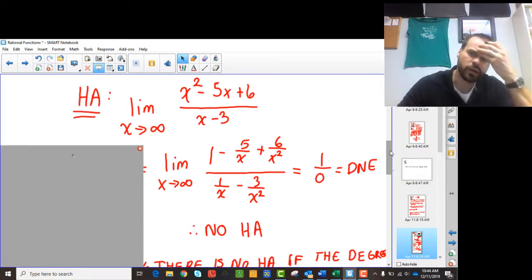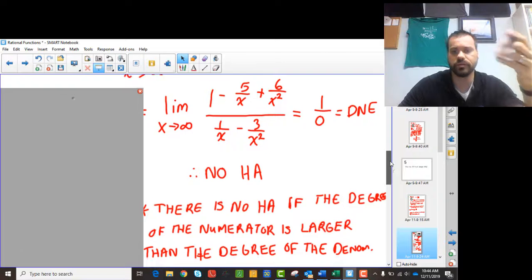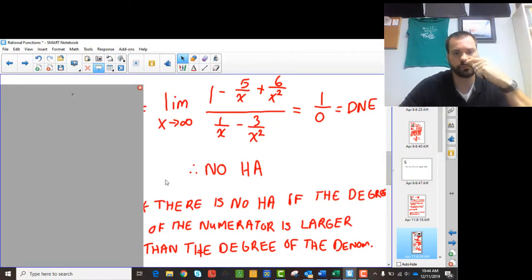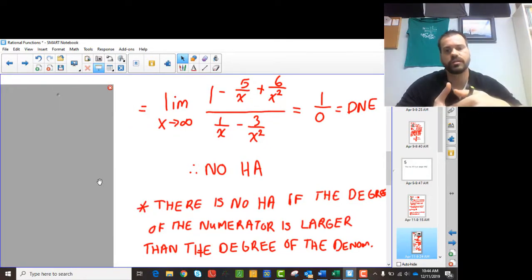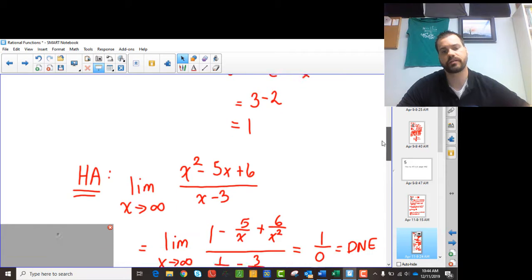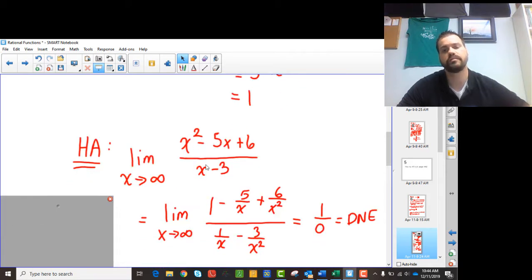Now you might be wondering, well, how do I figure that out without knowing how to do limits? Because we haven't talked about limits. And basically, there's no horizontal asymptote. The degree of the numerator is larger than the degree of the denominator. So if you look at this, x squared is bigger than x, so that means there's no horizontal asymptote. Okay.